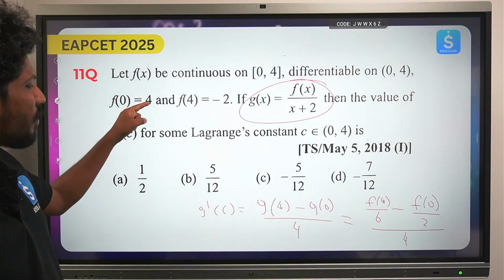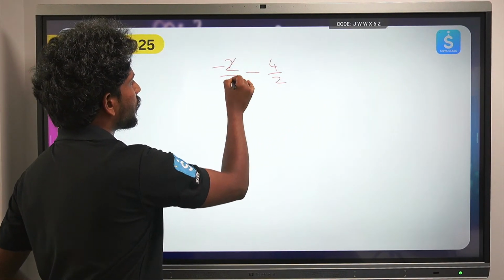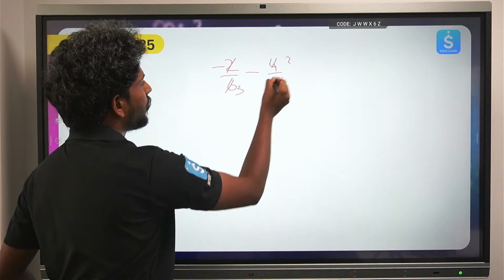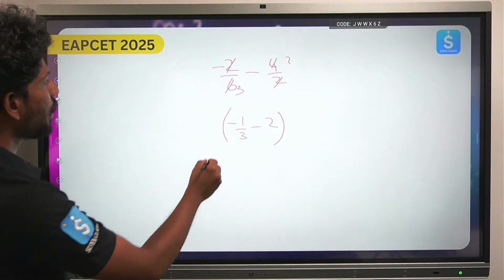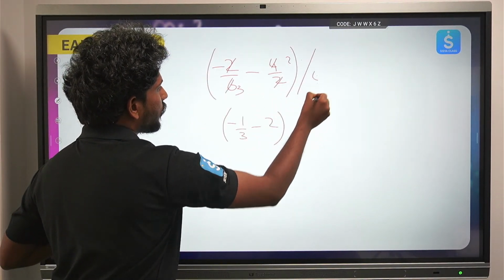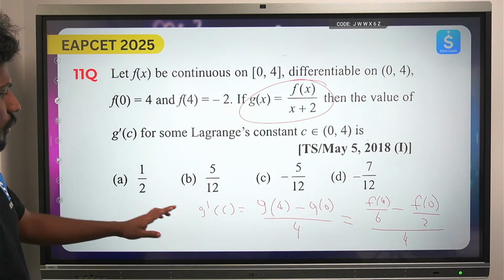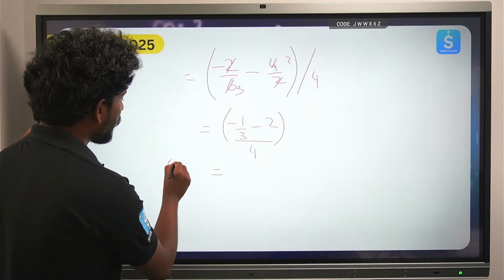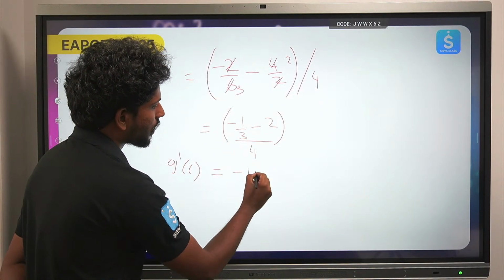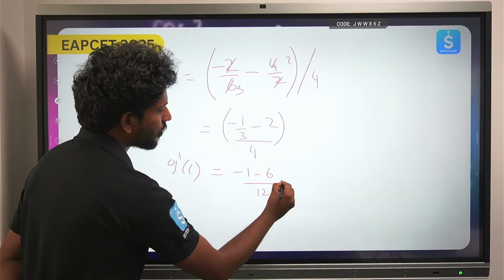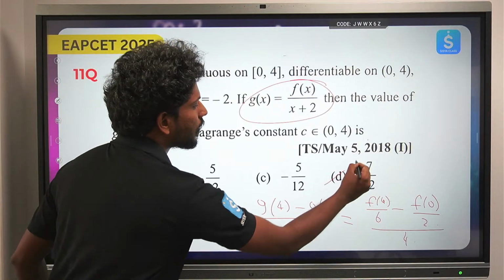what is f of 0 value? 4 by 2 is 2. Okay, 4 by 2 is 2. So this will become minus 1 by 3, this will become 2. So this will become (minus 1 by 3 minus 2) by, here the complete thing, by 4. So I am just writing it as by 4. So g dash of c is equal to, we have minus 1 minus, so this will become minus 6 by 12, so this will become minus 7 by 12. The answer is option D.